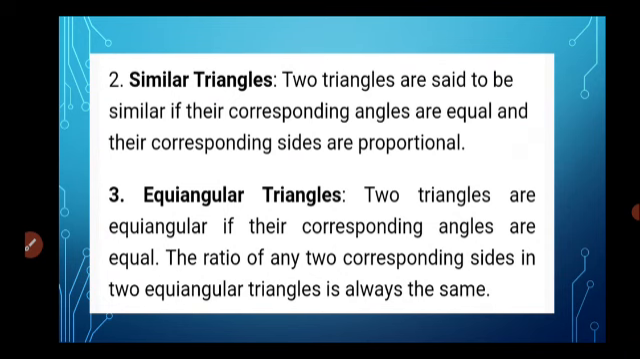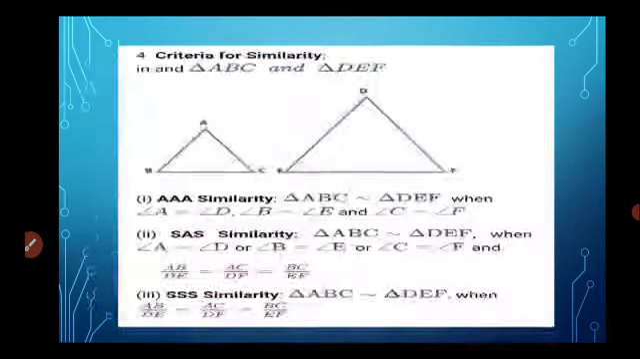Next is equiangular triangles. What is the meaning of equiangular triangles? Two triangles are equiangular if their corresponding angles are equal. The ratio of any two corresponding sides in equiangular triangles is always the same. That means equiangular triangles are also similar triangles.